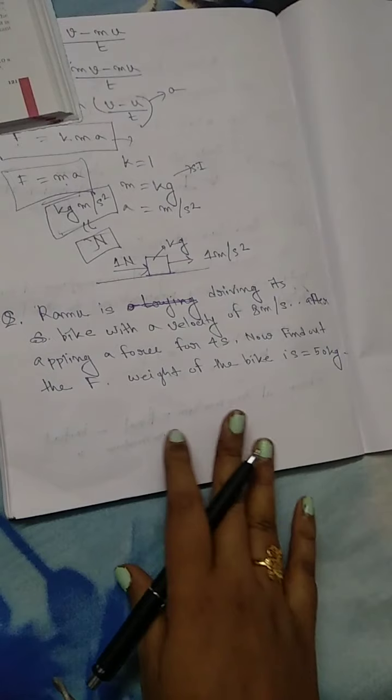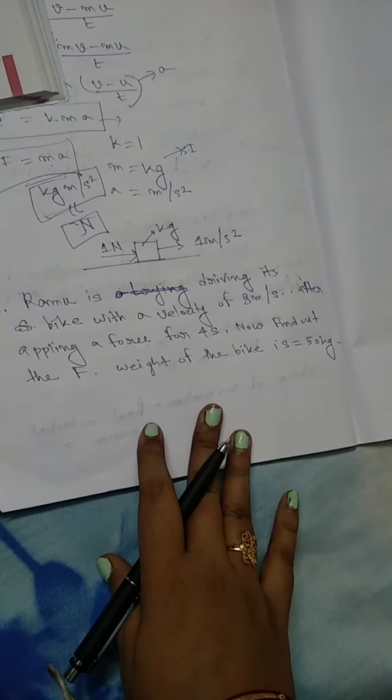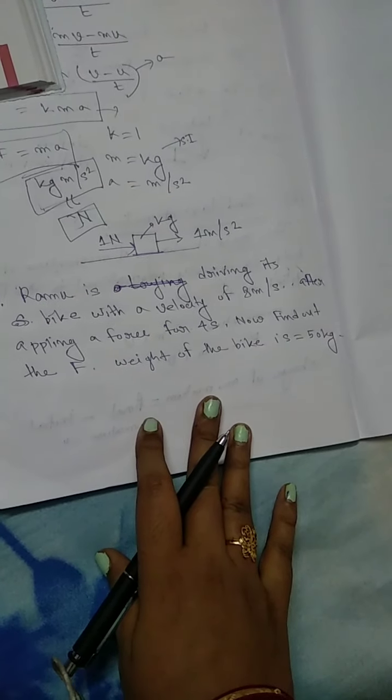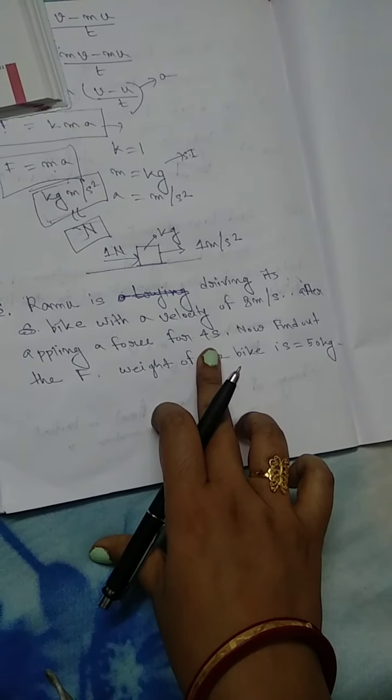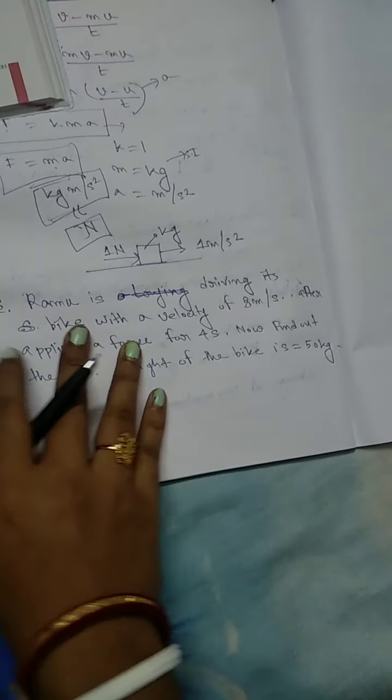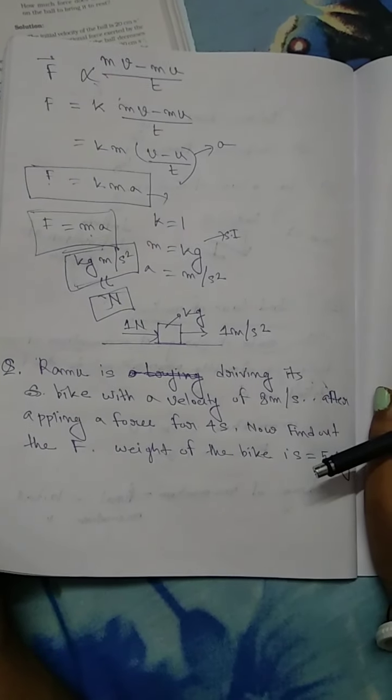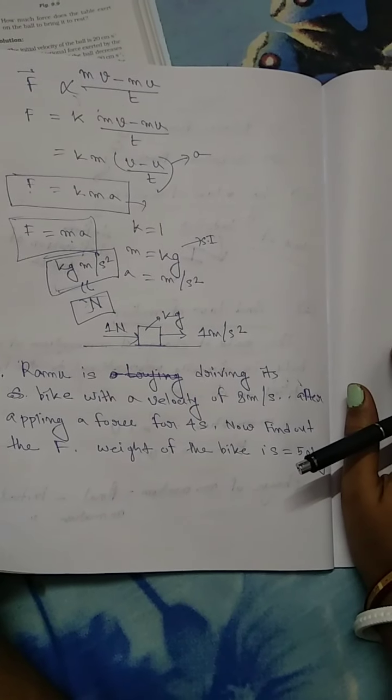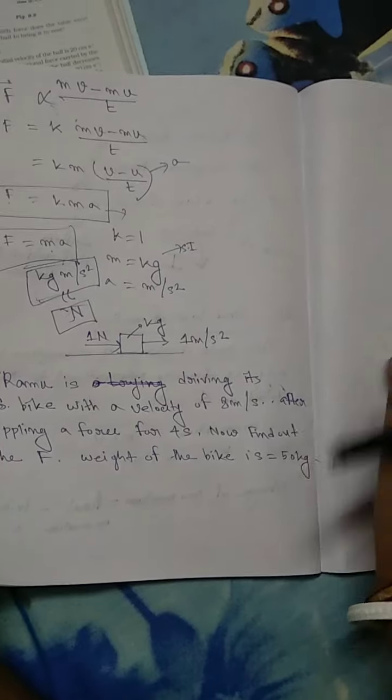मतलब सम का मतलब यही है कि रामू उसका बाइक को स्टार्ट करने की कोशिश कर रहा है, तो 4 सेकेंड कोशिश करने के बाद उसका बाइक स्टार्ट होता है एंड ही इज ड्राइविंग हिज बाइक विद ए वेलोसिटी ऑफ 10 मीटर पर सेकेंड. अब जो फाइंड आउट करना है वो है फोर्स.